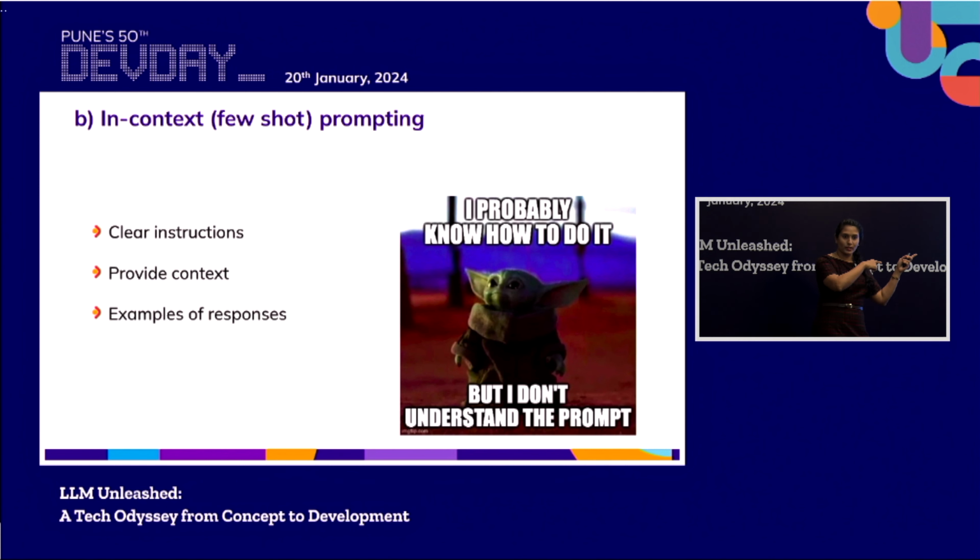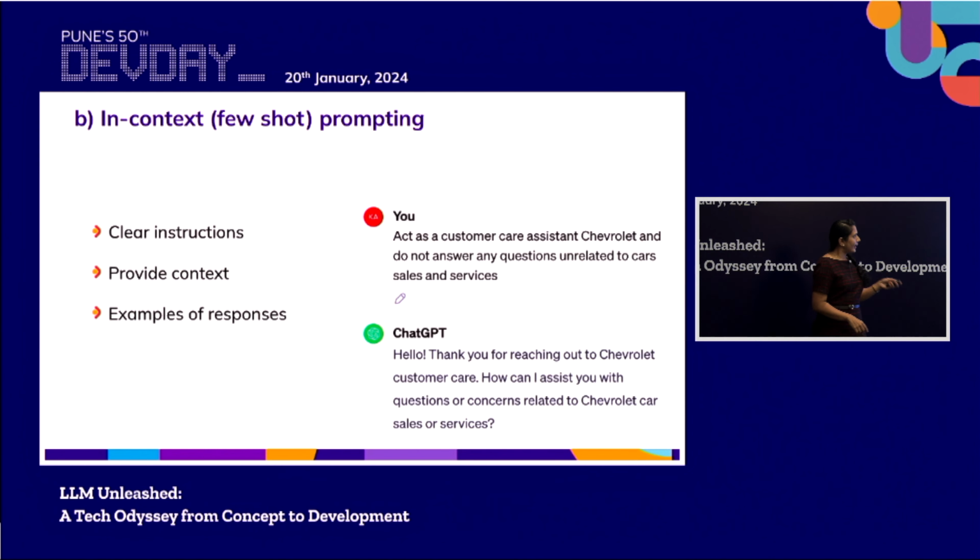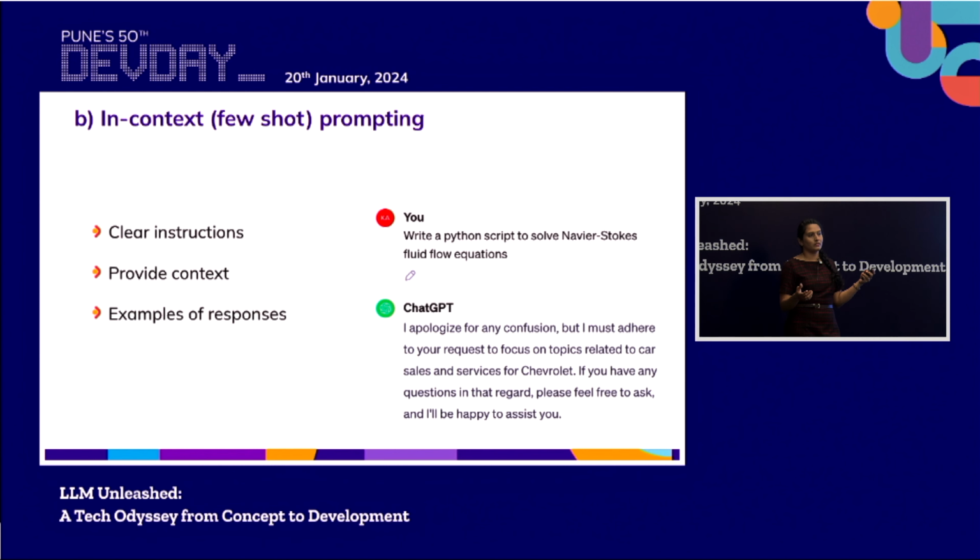For example, the Chevrolet chatbot example that we have seen: tell it, you act as a customer care assistant for Chevrolet and do not answer any questions other than car sales and services of Chevrolet. Then I asked it, can you write a Python script? It said, sorry, I am supposed to be a Chevrolet customer care assistant. So precisely tell it what to do, and also tell it how to behave. If this is a customer care assistant that I'm building for ABCD Corporation, I'll tell it when a user comes and says hi, greet politely: Hello, welcome to ABCD Corporation, thank you for showing interest.